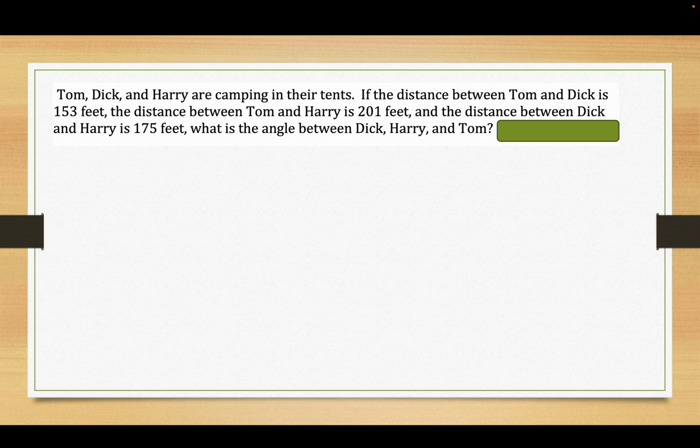All right, so let's draw the diagram. When we were kids, there was this expression, Tom, Dick, and Harry. So T, D, and H. The distance between Tom and Harry, down here, is 201. The distance between Dick and Harry is 175. And the other distance is 153. So there's my diagram. Now, what's the angle from Dick to Harry to Tom? This angle here. I'm given side, side, side, so I clearly need the law of cosines.